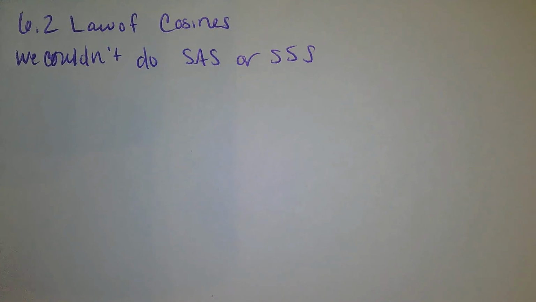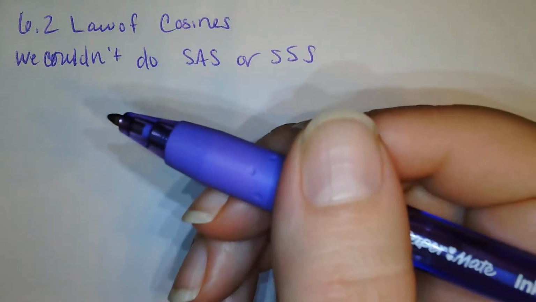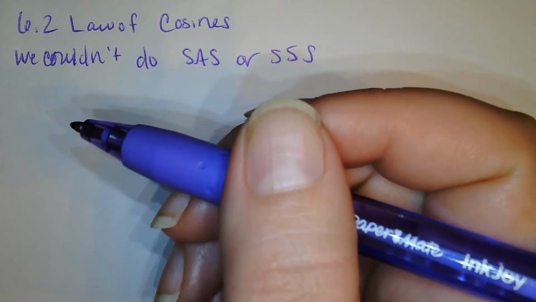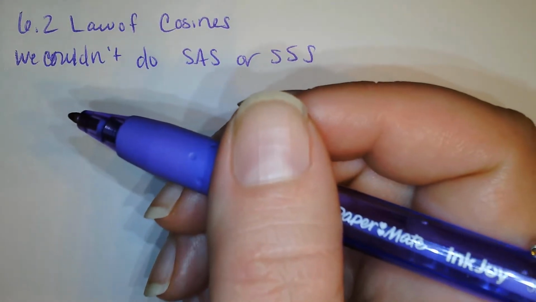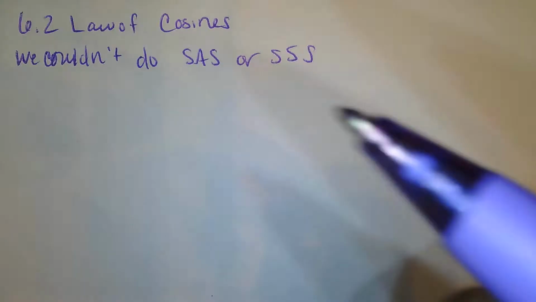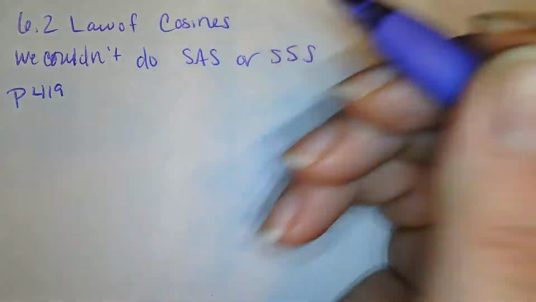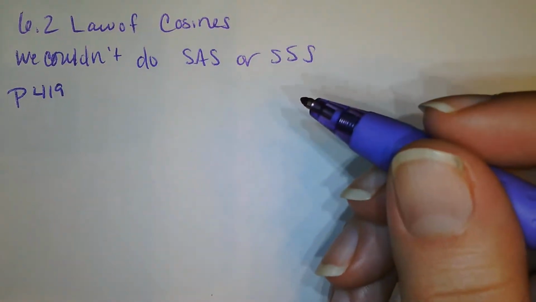Now, same exact thing. You have a formula, you're plugging it in, and you're solving for those missing sides. The only problem is that the formula is not pretty. So on page 419, if you want to write these down or look at them, here is the law of cosines.